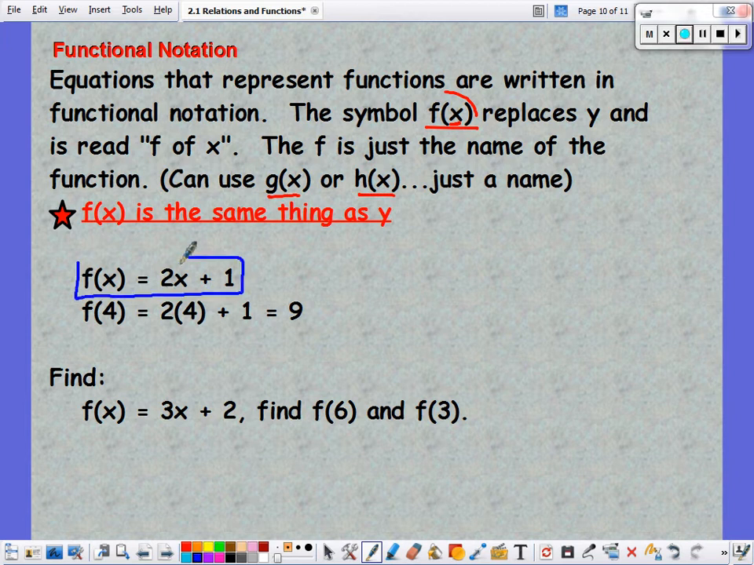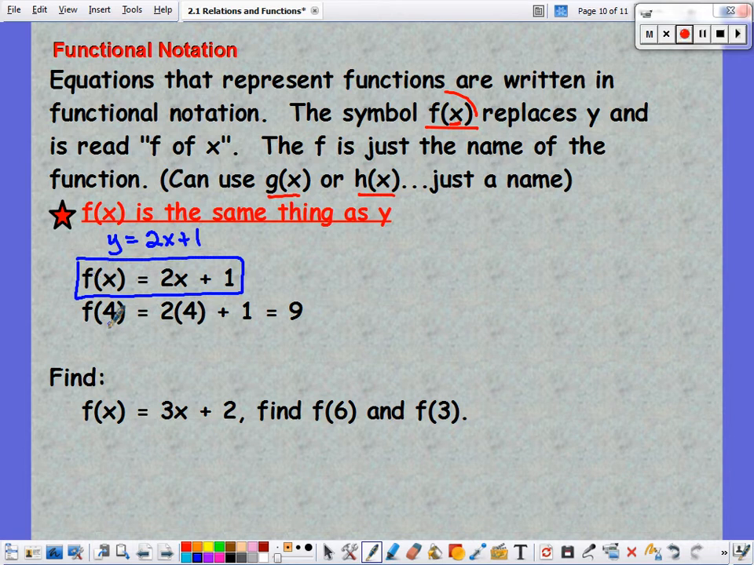f of x equals 2x plus 1. f of x is the same thing as y, so technically this is what we have. It's just that it's written in this form so that we recognize it's a function. A function is a special type of relation where each element in the domain is paired with exactly one element in the range. X's can't cheat on the y's.